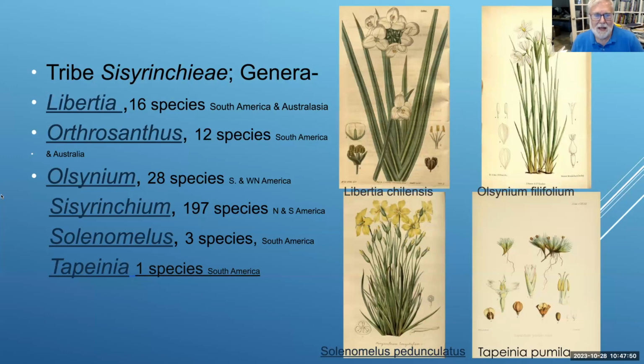Now, the Sisyrinchieae are a group, and they're pretty much North American to a large degree, and South American. There's a few species that occur in Australia, but this group is something that probably a lot of people can grow, some of them anyway. Libertia is not really spectacular. I'm not going to go into that, but it's okay. Let's go to the next slide.